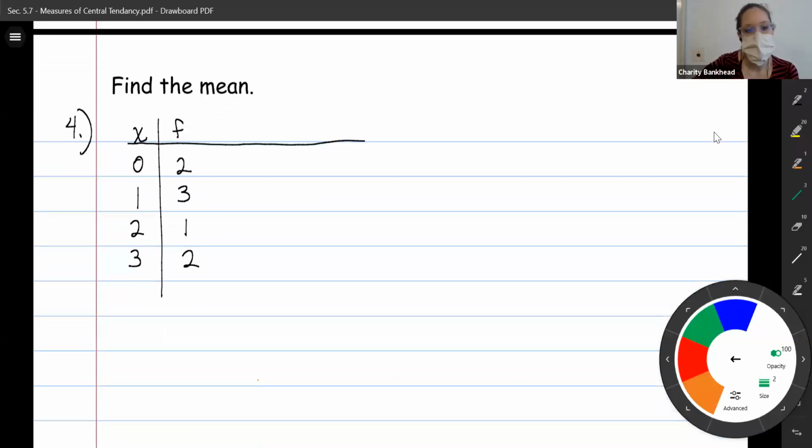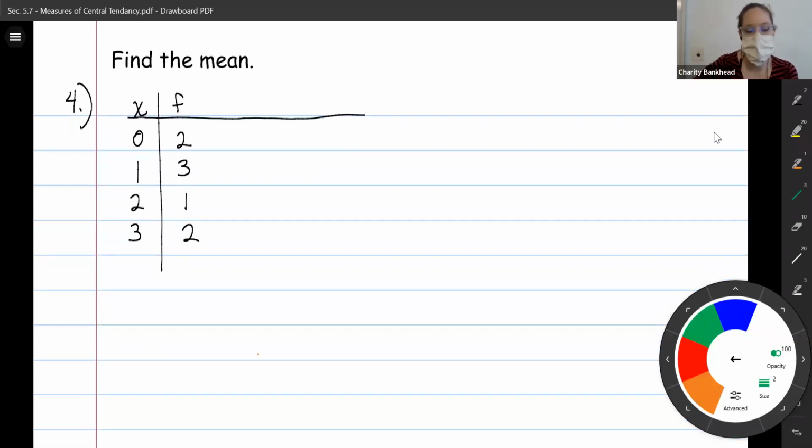Okay, so in this case, our data set is given in the form of a frequency table. So F stands for frequency, okay? All right, so what this is telling me is that my data set contains 2 zeros, 3 ones, 1 two, and 2 threes.